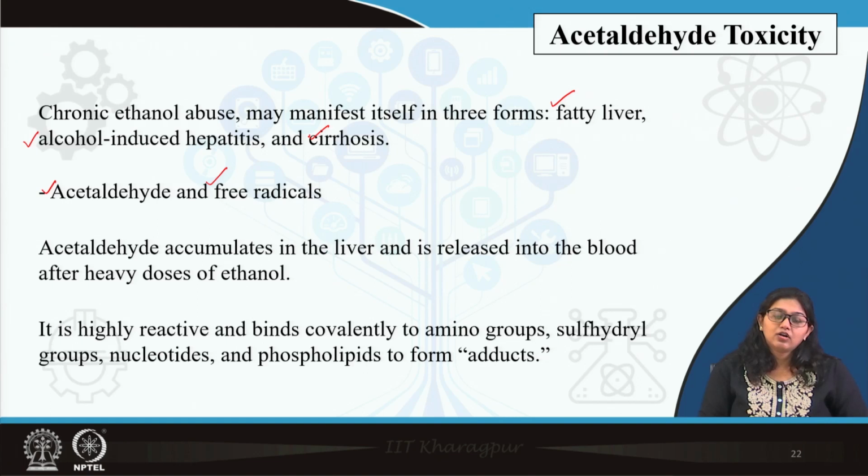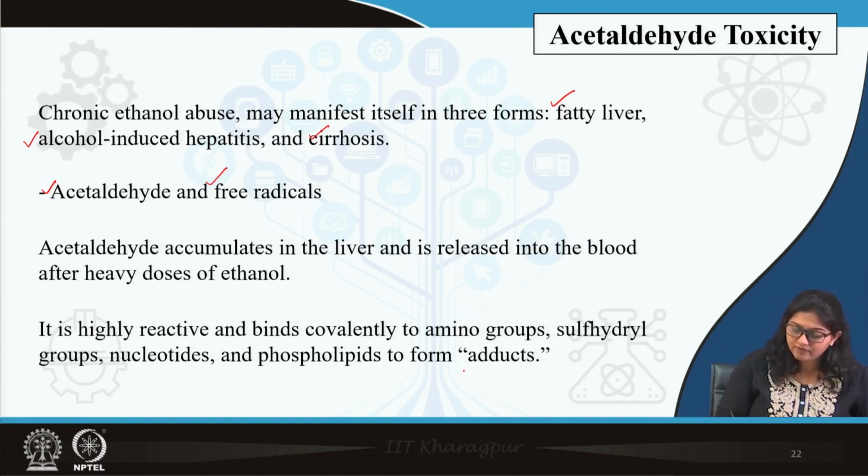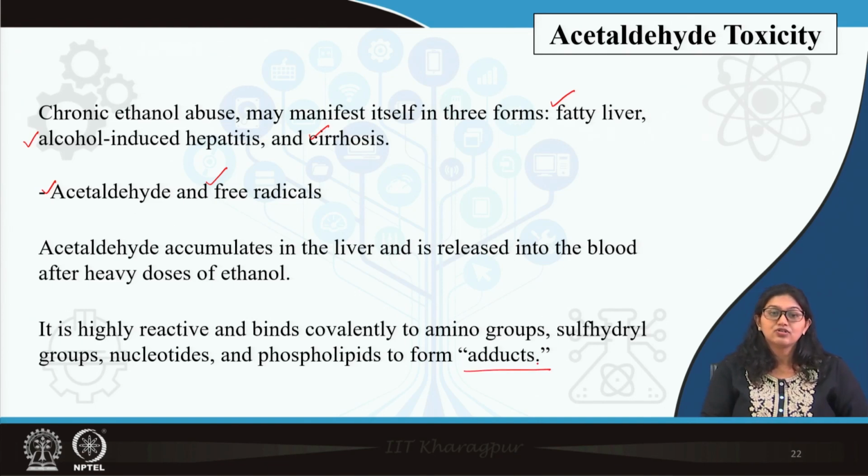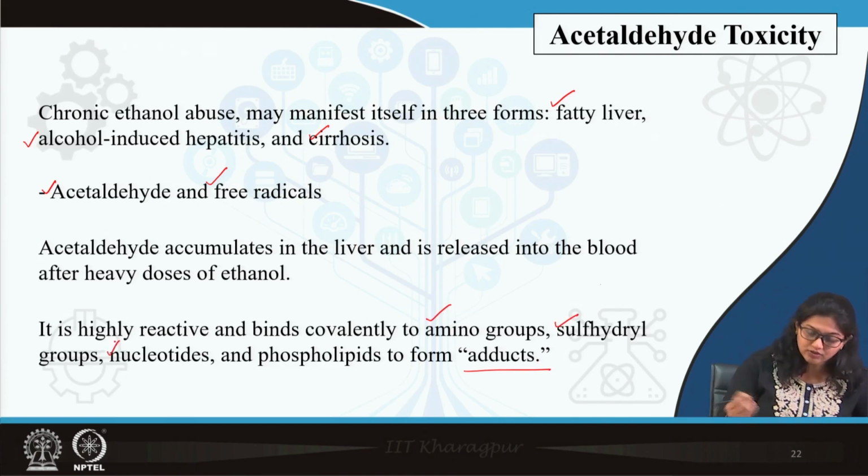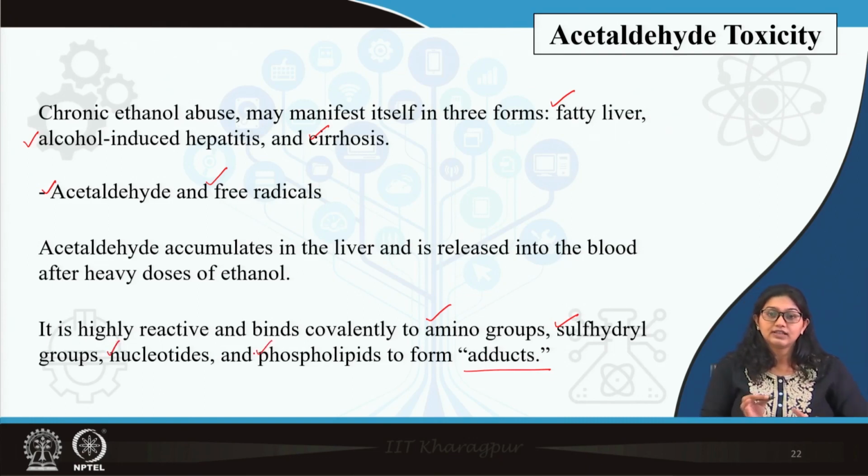Now, remember I am talking about chronic alcoholism. So, the individual is basically taking alcohol very frequently in very high dose for a prolonged period. So, apart from the effect of acetaldehyde itself, there is formation of different adducts. Acetaldehyde, which is very highly reactive, forms adducts with different amino groups, sulfhydryl groups, nucleotides as well as phospholipids. So, these acetaldehyde adducts are able to impart some toxic effects in our body on chronic accumulation.